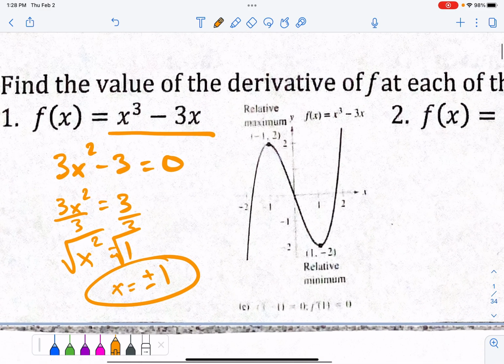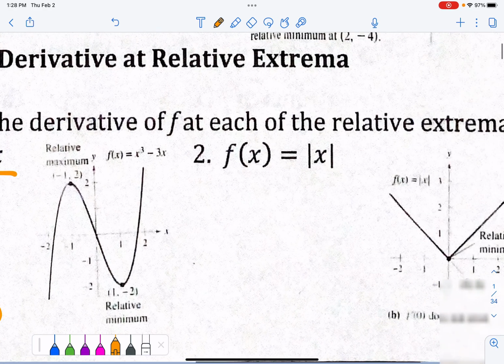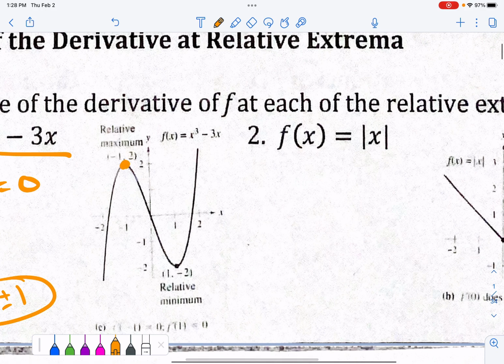Find the value of the derivative at each relative extrema. They're saying, just the derivative. What's the derivative here and what's the derivative here? It's 3x squared minus 3. No, what's the derivative here? Squared minus 1. No, what's the derivative here? One.